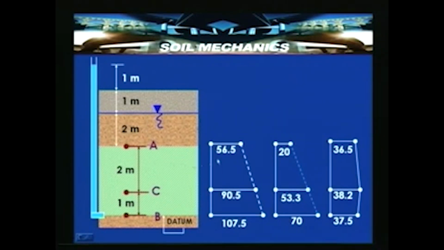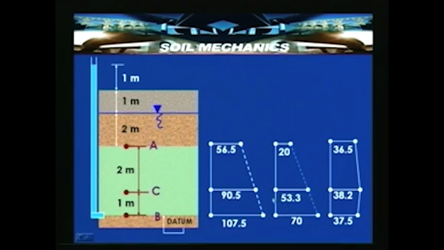Now, in this case the total stresses, which are 56.5, 90.5 and 107.5, arise because of the self weight, that is, geostatic stresses. Here is the pore water pressure, which is 20 at this particular point, because if I put a standpipe it will rise to 2 meters, by virtue of the groundwater table existing at 2 meters above point A.